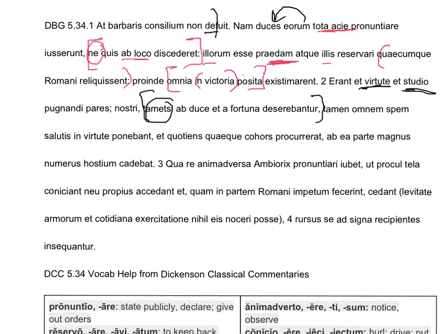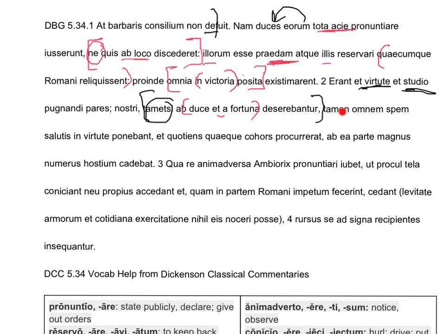Ab duce et a fortuna. Hopefully, being a great student at chunking, you notice that we have et connecting two prepositional phrases. And these are ab's, and these are ablatives going with the passive verb. So we're getting the Romans, our guys, were being verbed by these two things, by this and this. You can go look that up if you don't know the words, but they aren't that hard. Okay, so we're still waiting for the main sentence. He gave us this dependent clause. We'll keep going.